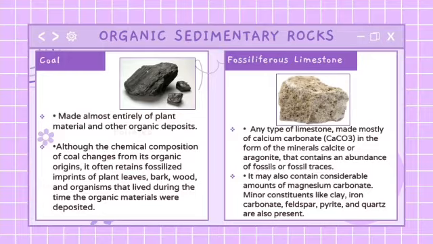Fossiliferous limestone is any type of limestone made mostly of calcium carbonate in the form of the minerals calcite or aragonite that contains an abundance of fossils or fossil traces. The fossils in these rocks may be of microscopic or macroscopic size. Fossiliferous limestones may also contain considerable amounts of magnesium carbonate, and minor constituents are also commonly present, including clay, iron carbonate, feldspar, pyrite, and quartz.